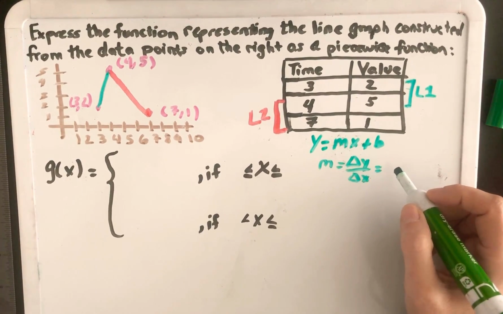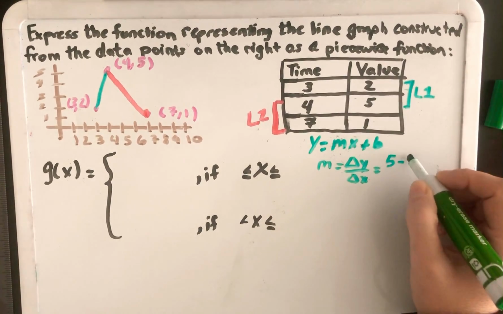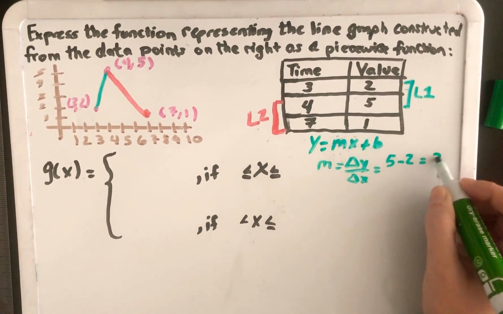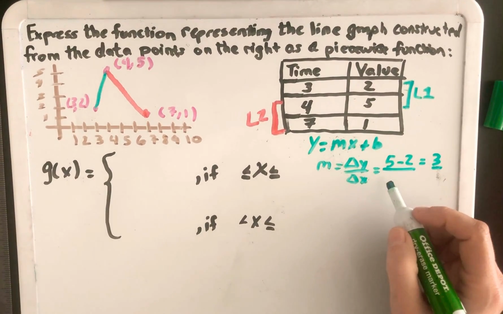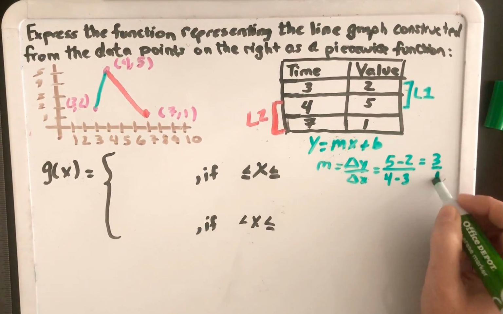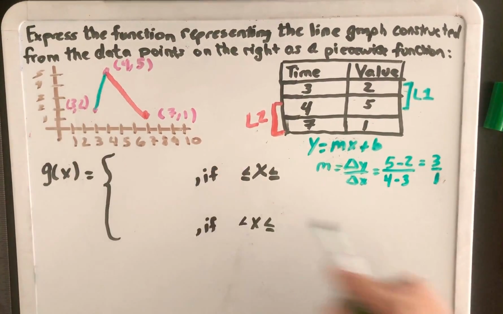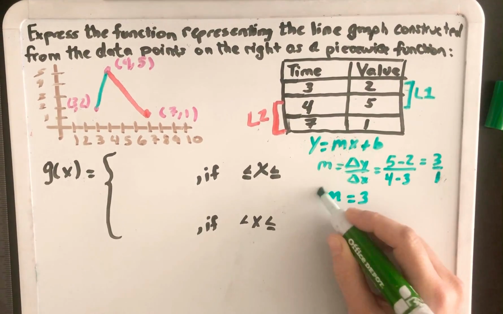the y2 minus y1. So y2 is 5 minus y1 is 2. There's my rise of 3 that we talked about. And then my run, if you will, x2 minus x1, 4 minus 3. That's my 1, my run of 1, which I saw here. So in other words, the slope here is 3 for line 1.